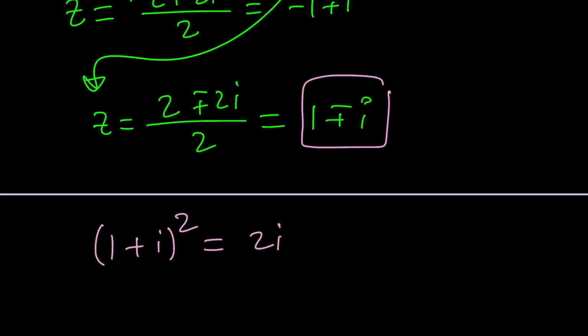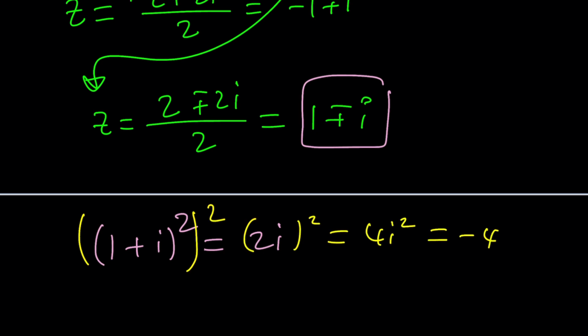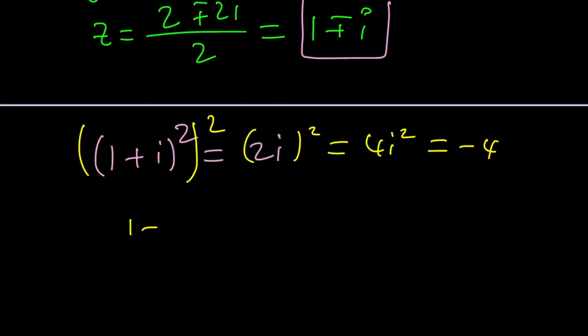Hopefully you remember that, right? Or you memorized it, in other words. What happens if I square both sides one more time? You get 4i squared, which is negative 4. That's what I was trying to get. So if you take 1 plus i to the 4th power, you get negative 4. So z is a solution. Make sense? That's the whole idea.